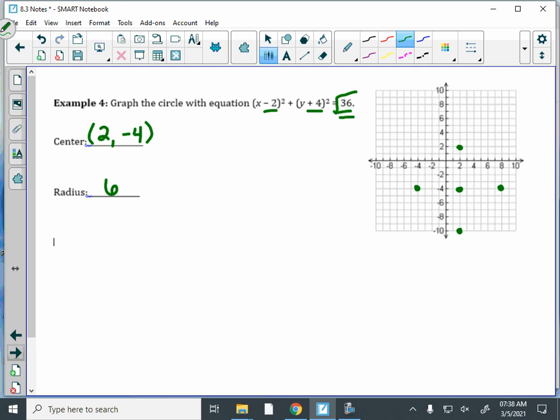So it should look like that. And then you just connect those 4 outside points in a circular fashion. And it doesn't have to be perfect. You will see mine will look very lopsided. But you just connect it like a circle. And we graphed it.